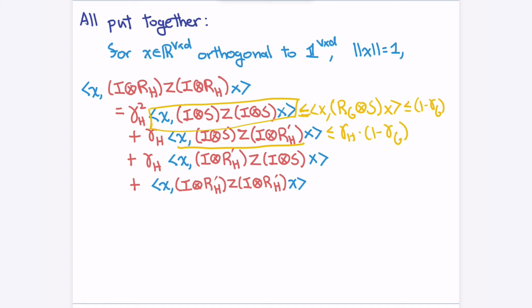Is that what we did? Or was it 1 minus gamma H? Oh, it was 1 minus gamma H, right? Wait. Oh, yeah. 1 minus gamma H. This is at most, oh, no, no. Yeah, I try to be massively inconsistent, and then you will learn by discerning the errors.